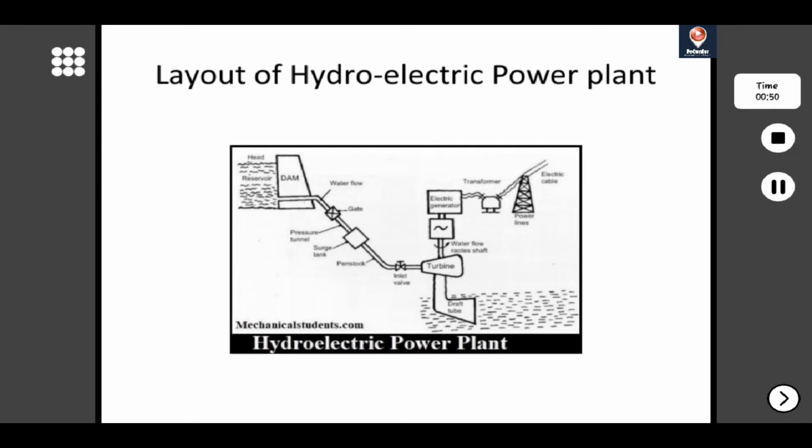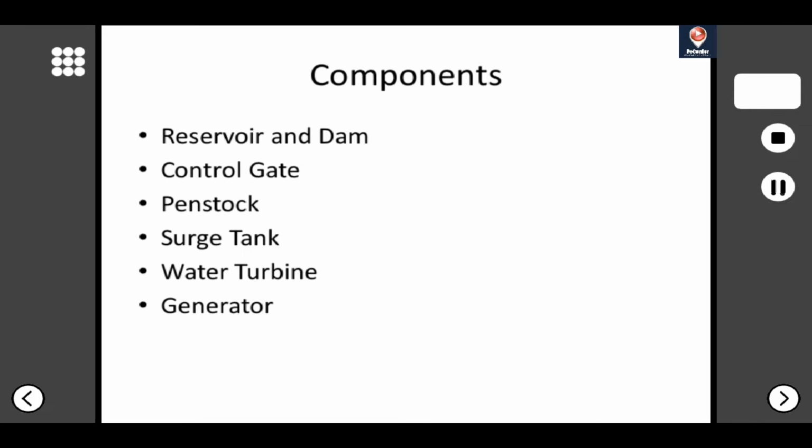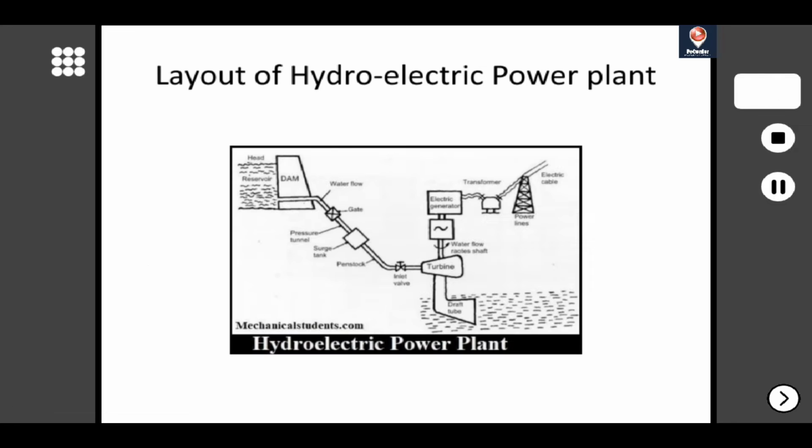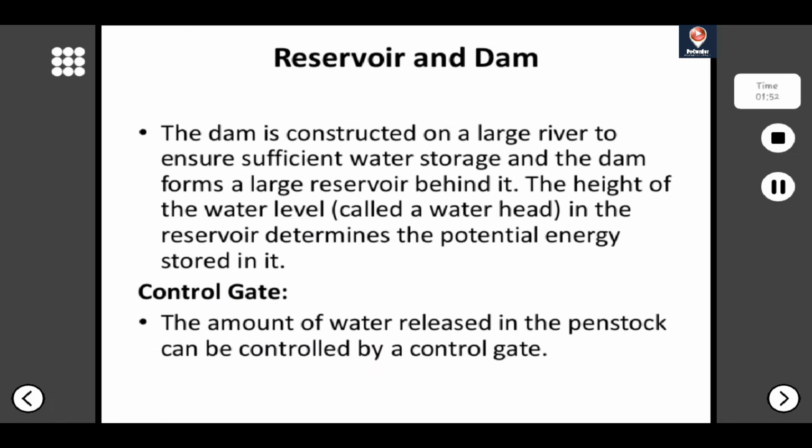So first let's see about the main components of the power plant. The main components of the power plant are the reservoir and the dam, the control gate, penstock, the surge tank, the water turbine and the generator. So you can see all these components in this layout. So first let's see about the reservoir and the dam.